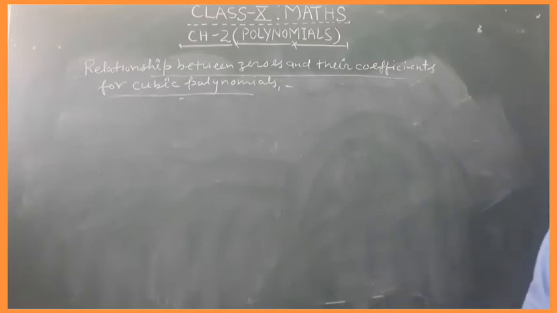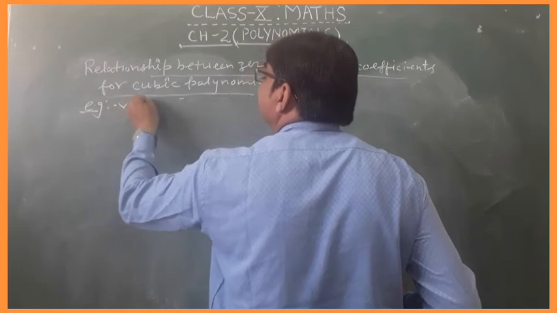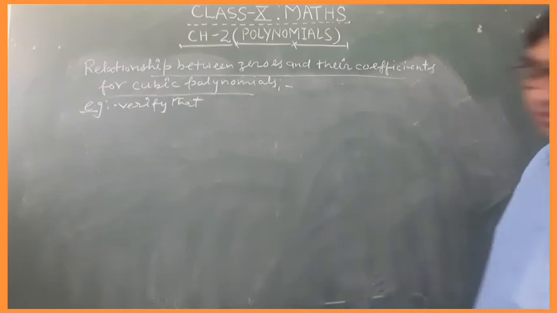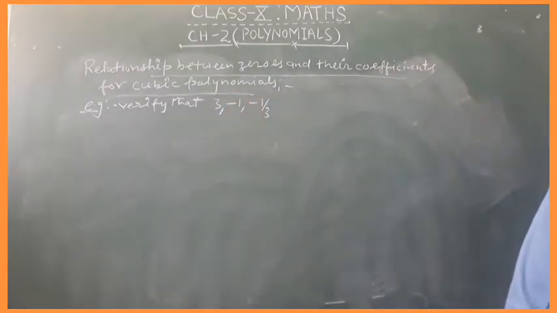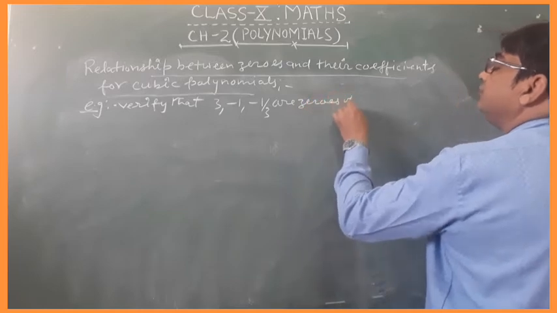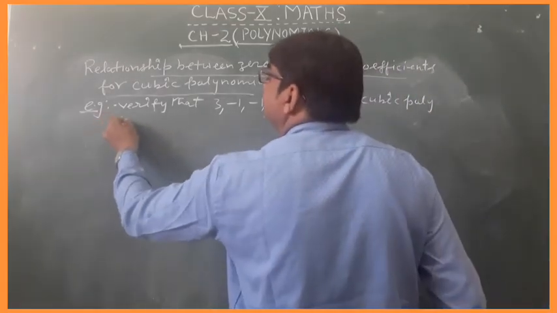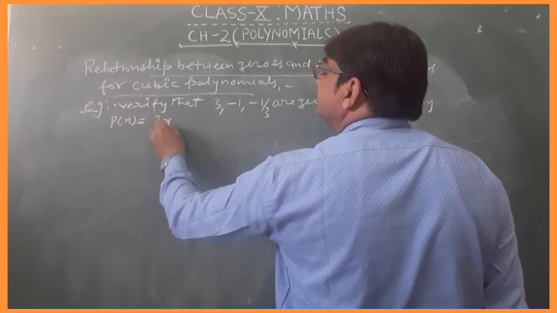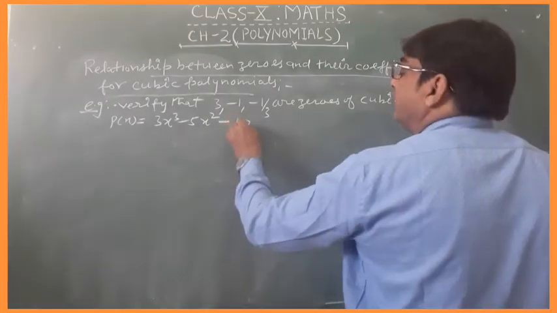Verify that 3, minus 1, and 1 by 3 are zeros of the cubic polynomial p(x) is equal to 3x cube minus 5x square minus 11x minus 3.